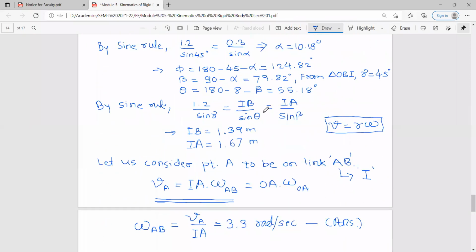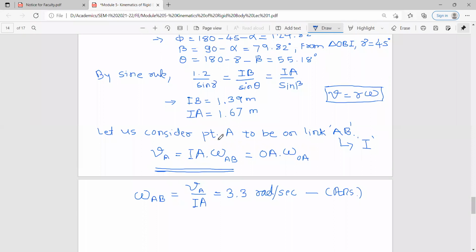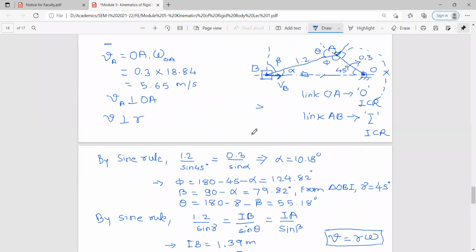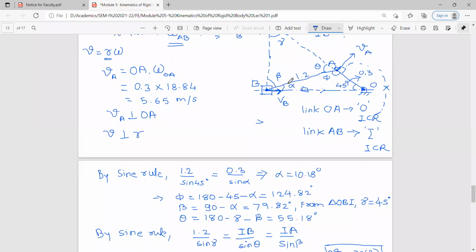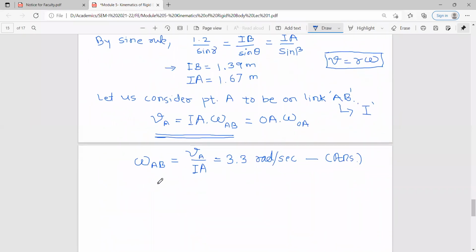Okay, so we can fairly assume that point B is on link AB. Because see, it is link AB. So point B is on link AB as well as it is on the piston. B is the common point of connecting rod AB and the piston. So now I will use the fact that point B is on link AB. Okay. So let us say point B is on link AB.